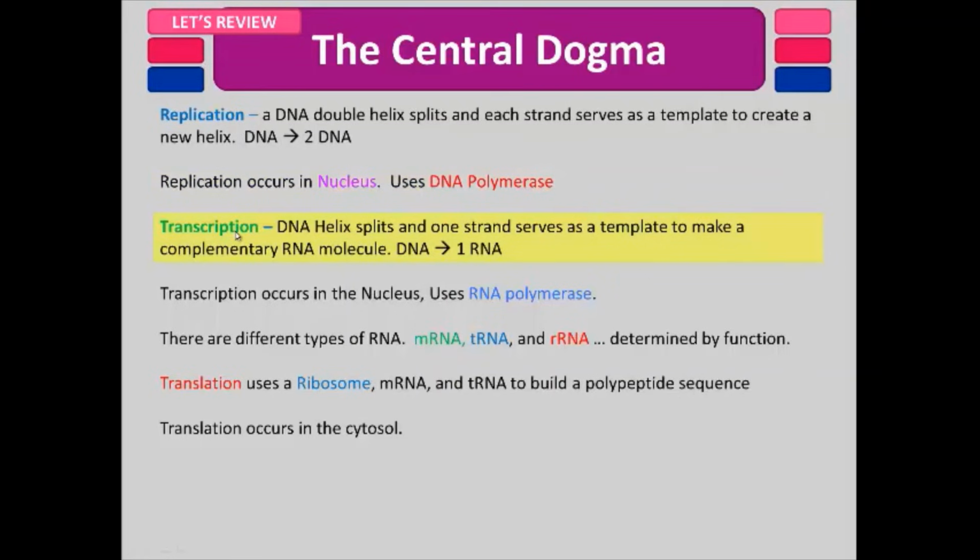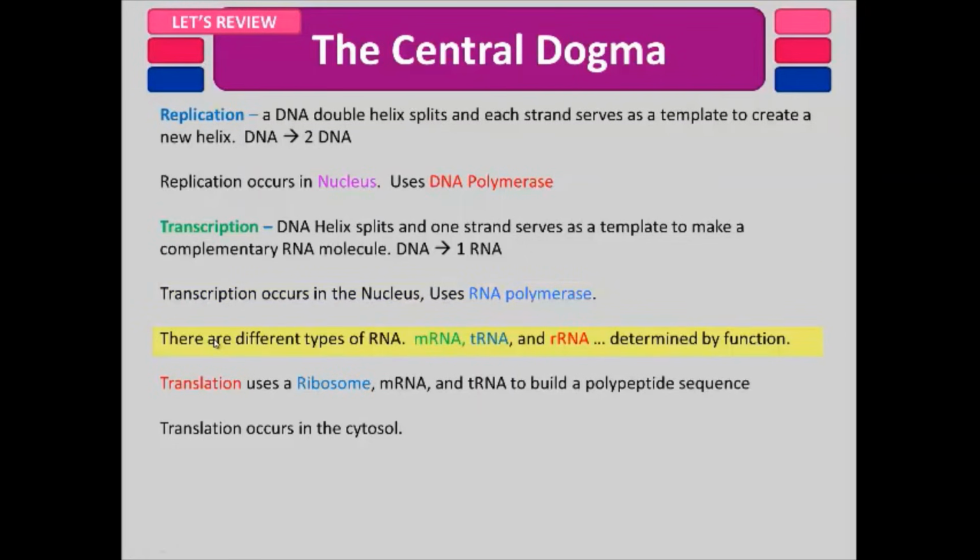Our second process was transcription. Transcription occurs when the DNA helix splits, and 1 strand serves as a template to make a complementary RNA molecule. Thus, DNA is used as a template to make a single-stranded RNA. Transcription also occurs in the nucleus. It uses RNA polymerase. Although the name RNA polymerase is similar to DNA polymerase, these are 2 different protein machines.